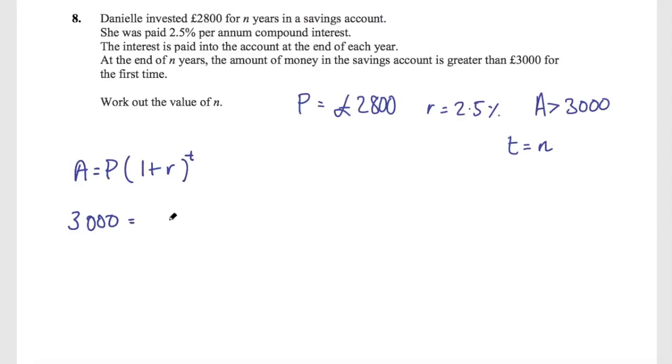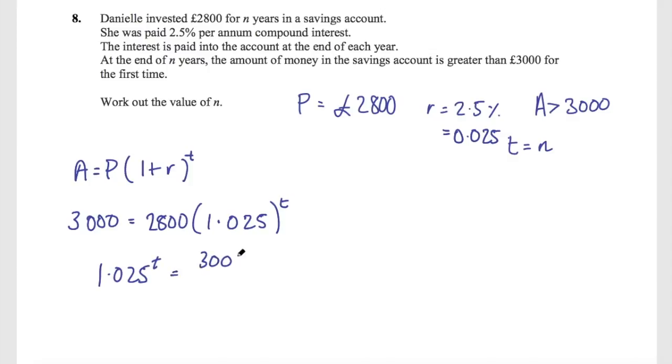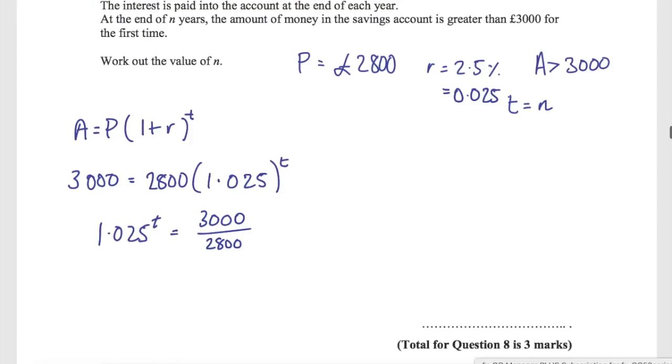So 3,000 will equal 2,800, and then 1 plus r, we need r as a decimal, so that's going to be 0.025. So we substitute that in and we get 1.025, and we're looking for t. Okay, so if we rearrange this, 1.025 to the power of t will be 3,000 divided by 2,800. Okay, so let's do that in a calculator.